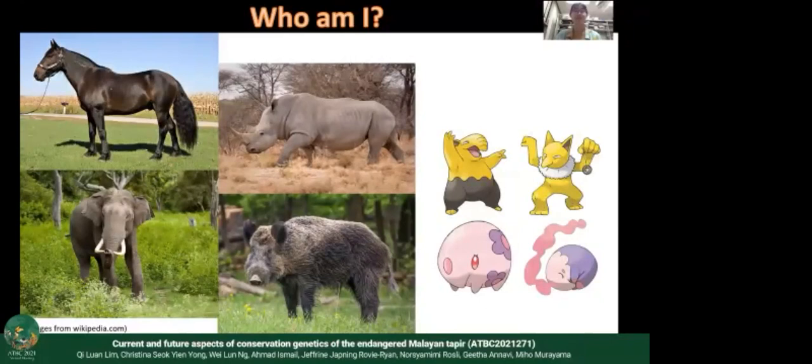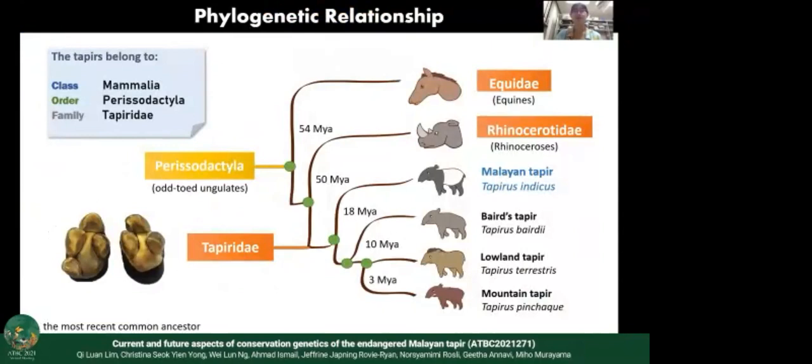The tapirs form their own family Tapiridae, separated from the horses and the rhinoceroses in the order Perissodactyla. One of the species, the Malayan tapir, is the main subject of my talk today: the current and future aspects of conservation genetics of the Malayan tapir.